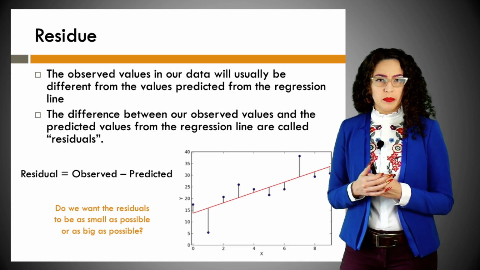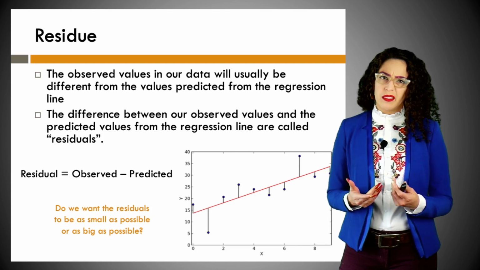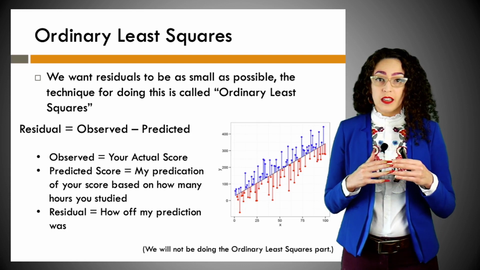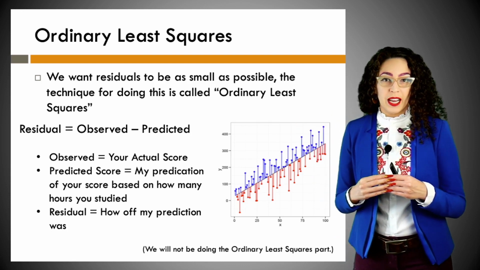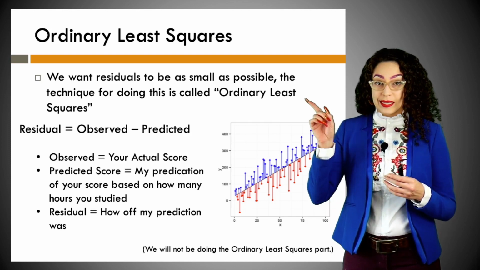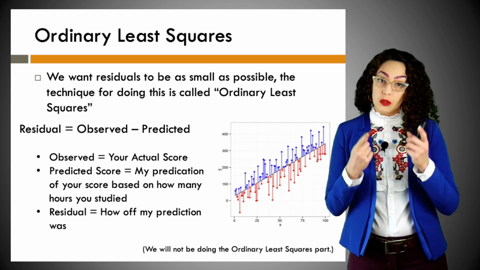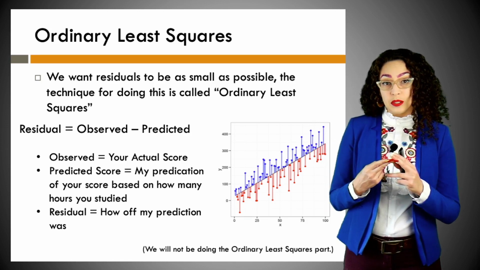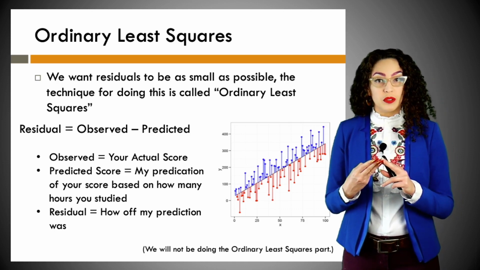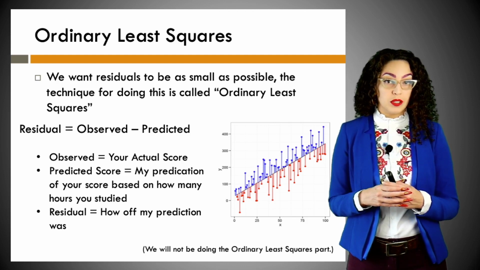Would we want our residuals to be as small as possible or as big as possible? Are residuals a good thing or a bad thing? We want the residuals to be as small as possible, and we do this with a technique called ordinary least squares that is beyond the scope of this class, but it's really interesting. I recommend that if you take any higher level maths or statistics, learn some of that good stuff. So we have, again, our observed score, which is the score that you actually got. We have a predicted score based on how many hours you studied. We're going to try to predict your score, and then we'll have the residuals, which is how off I might have been with my prediction from the truth, your actual observed score.